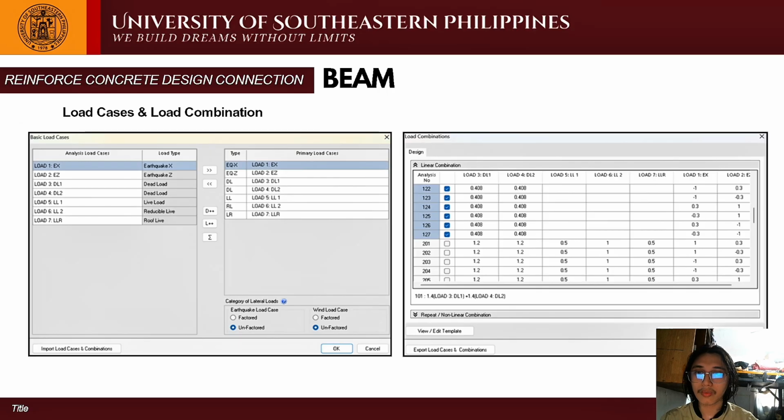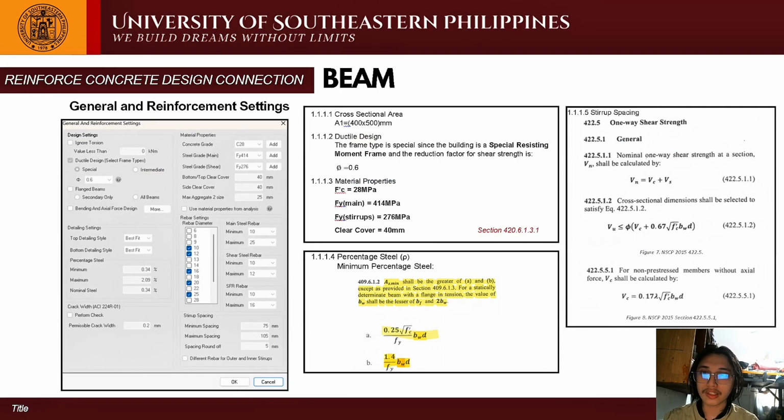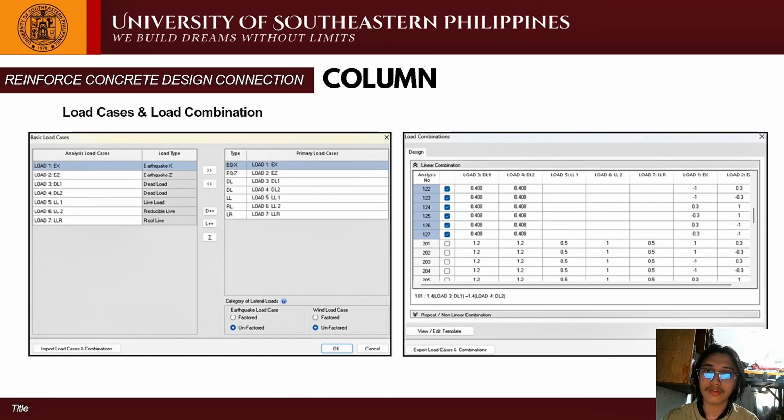For the load cases and combinations, we considered the series 1000. For the process, these are the input of general and reinforcement settings, considering the cross-sectional area, ductile design, material properties, percentage steel, and stirrup spacing.